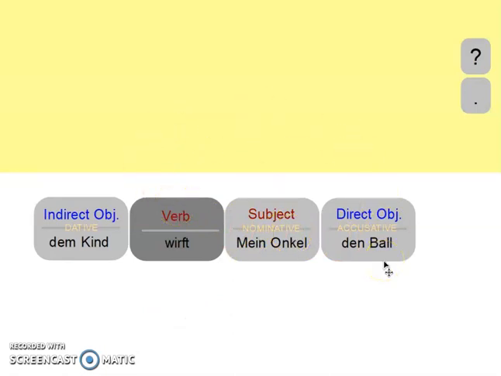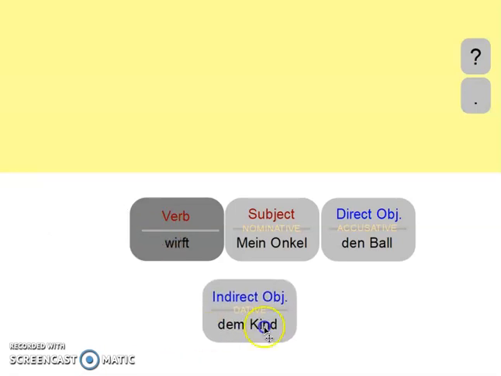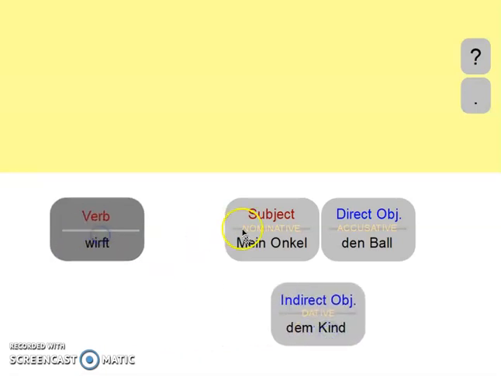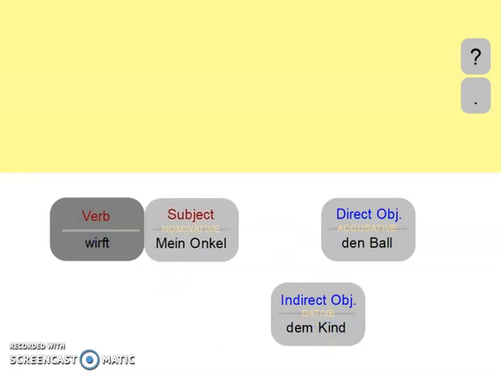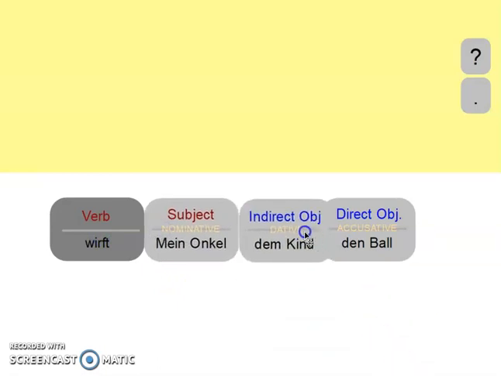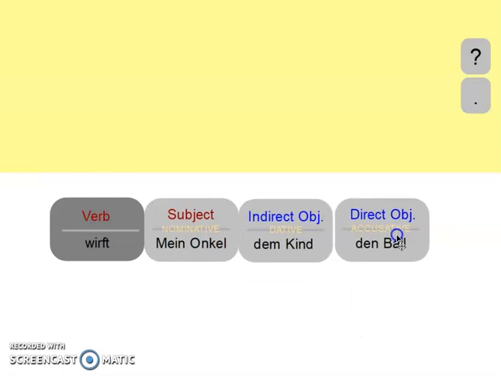If I wanted to ask a question now, that would have to change my word order a little bit. I wouldn't have my verb in the second position. Instead, I'd have it in the first position. And so we could start with verb, and then subject, and then we could put our indirect object, direct object. You could flip-flop the word order there if you wanted to. It sounds better in this order, though, in German.